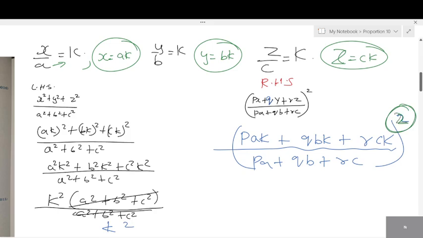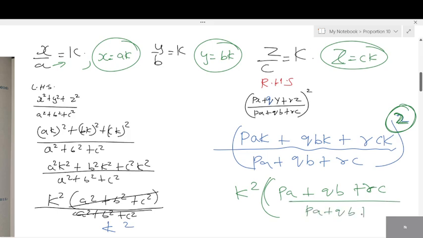I told you all right. When there is square, what do you take? Just K or K square? Take K square. In bracket, what is left? PA plus QB plus RC divided by PA plus QB plus RC the whole square. See, square is for both, students, K as well as other values. Other values will get cancelled. So what is left? K square. LHS is equals to RHS.